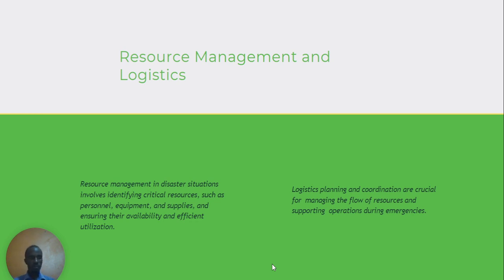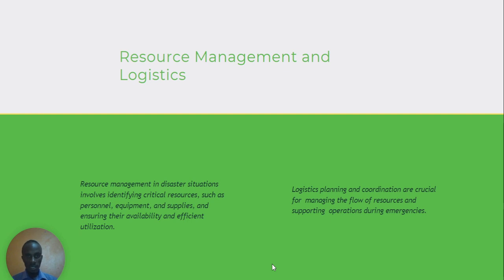So apart from ICS, or command system and communication, we also have a very critical part of emergency management, which is resource management and logistics. So in this case, resource management in disaster situations involves identifying those critical resources such as personnel, equipment, supplies, and ensuring that there is availability and efficient utilization of these resources.